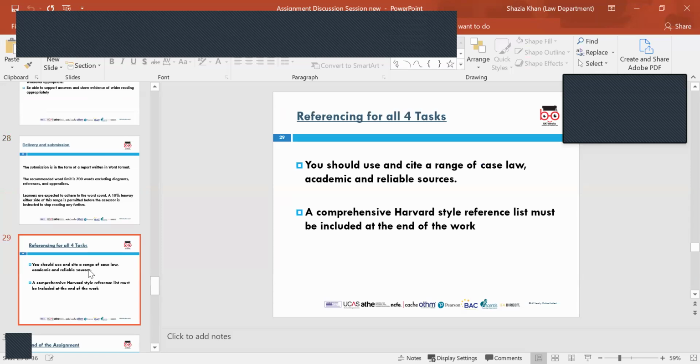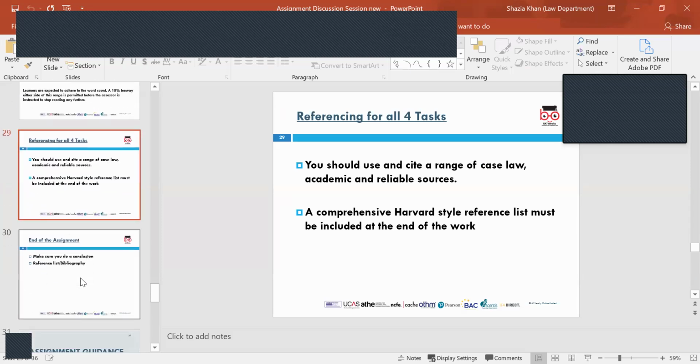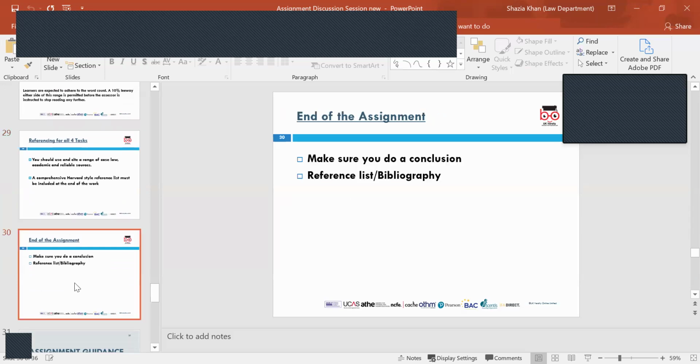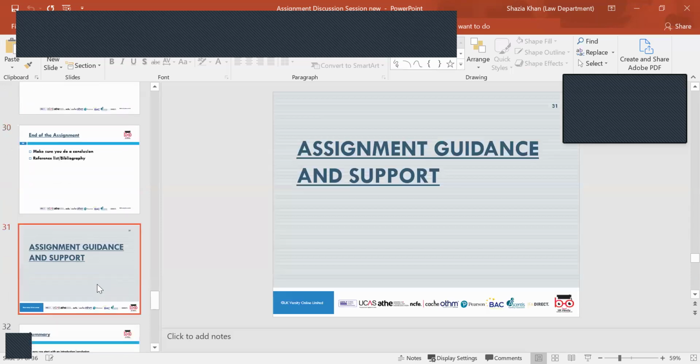Referencing for all 4 tasks, you need to make sure you are using case law, academic and reliable sources, and using the Harvard referencing style, which is to be included at the end of your work. Make sure you do a conclusion, and again, a reference list or bibliography at the end of the assignment to identify that you've clearly understood and done the work. Assignment guidance and support is really important in regards to identifying what you need to get into there.